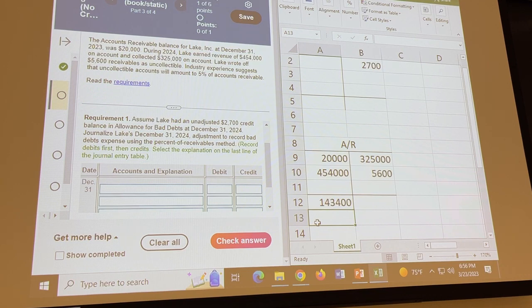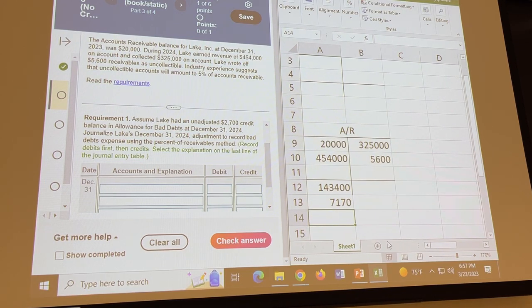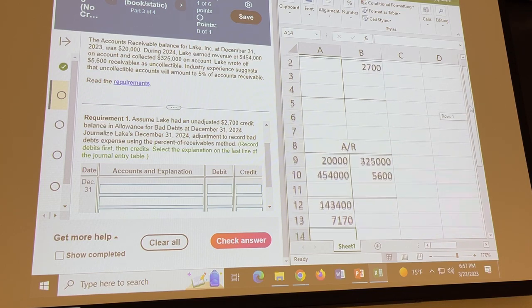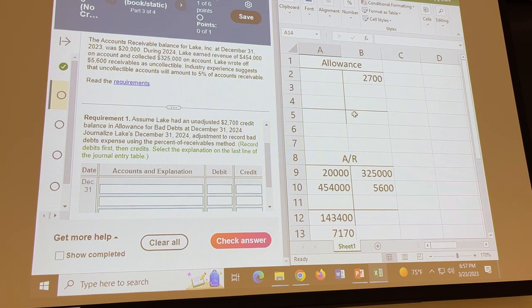Okay, 143,400, and then they say that they think that 5% of that's uncollectible. So we take that figure times 5%. That's 7,170. So up where we have our T account for allowance for bad debts, the target balance in that account should be 7,170.